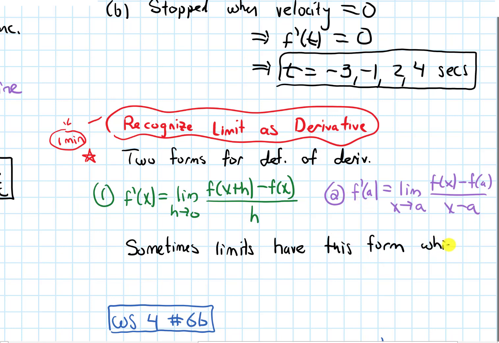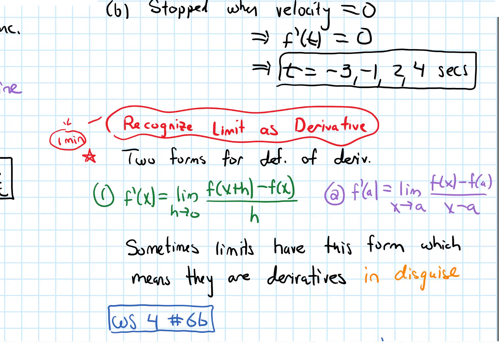And when they do, this means they are derivatives in disguise. So later, we're going to learn some shortcuts for evaluating derivatives. Once we talk about those shortcuts, and we'll start to do that in section 3.1, when we see a limit, and if we recognize, oh, that limit is a definition of a derivative, I can evaluate that limit by just finding the derivative using a shortcut, and we'll learn those slowly over time.